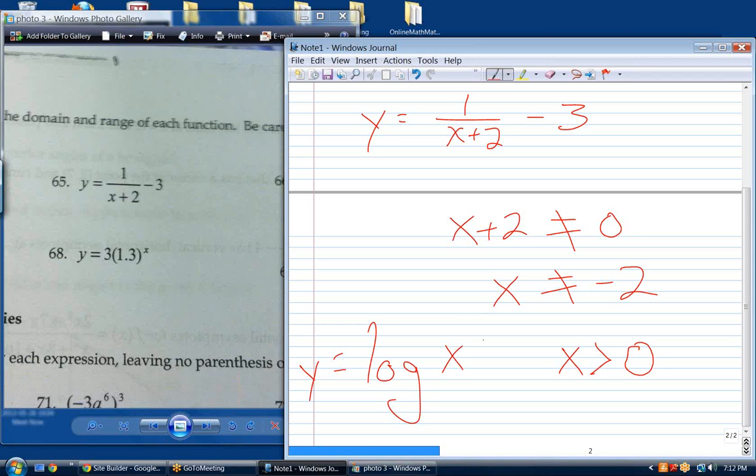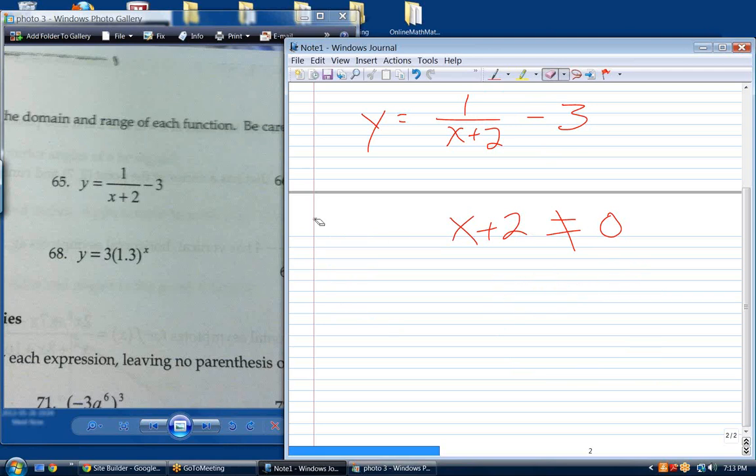So the domain of log of x is actually more restricted than the domain of square root of x, because I can take the square root of 0. This just has to be greater than or equal to 0. This has to be greater than 0. So in general, domains are all about what x can't be. It's really a better way to look at it.